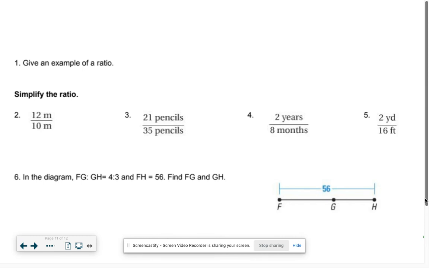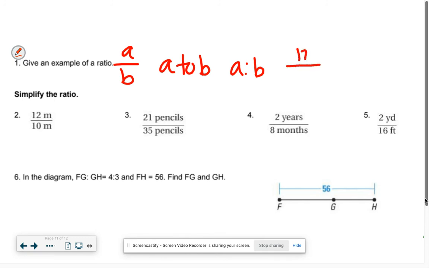Okay. Number 1. Who wants to give me an example of a ratio? A over B. What's another one? A to B. A colon A. Or you can just give some random numbers. 17, someone else give me a number. 25. 13 over 25. Say 1 trillion, 1 quadrillion. Yeah, those are all ratios.